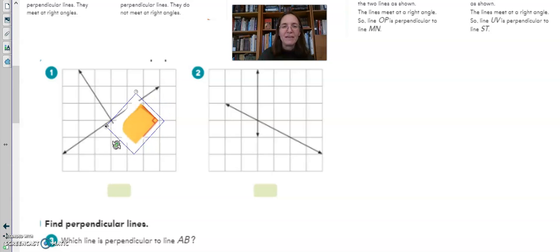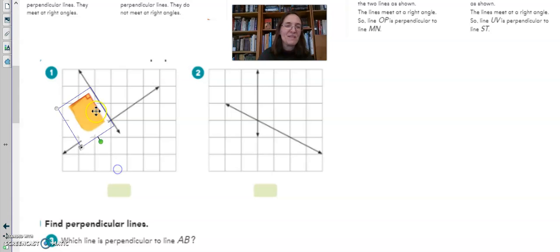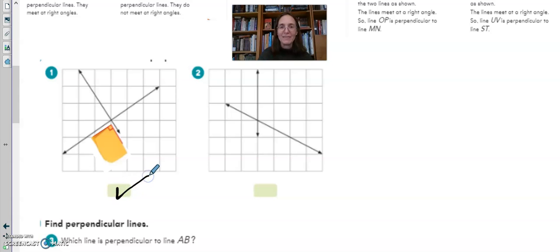What about on the other side? Will they all be right angles? I believe they will be, but let's just confirm. Yup, that one's correct, or right. Spin this around a little bit, and that one is too. So this does have perpendicular lines.